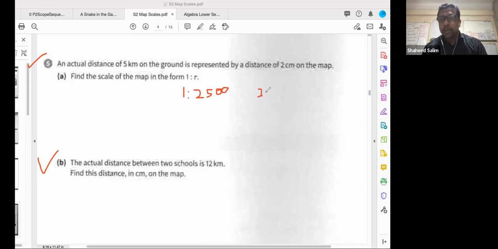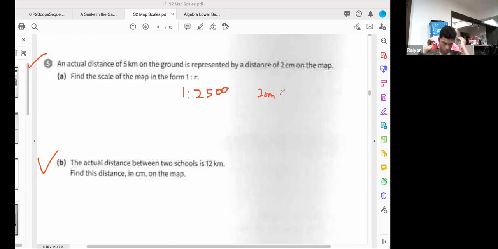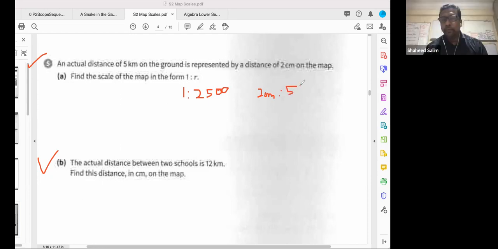2 cm, 5 km. 5 km is 5,000 meters. Then I change it some more. I times by another 100 so it becomes cm, 2 cm. 2 more zeros. Divide by 2. I divide by 2, this one, I get 2, 5, 0, 0, 0, 0. Are you confused?